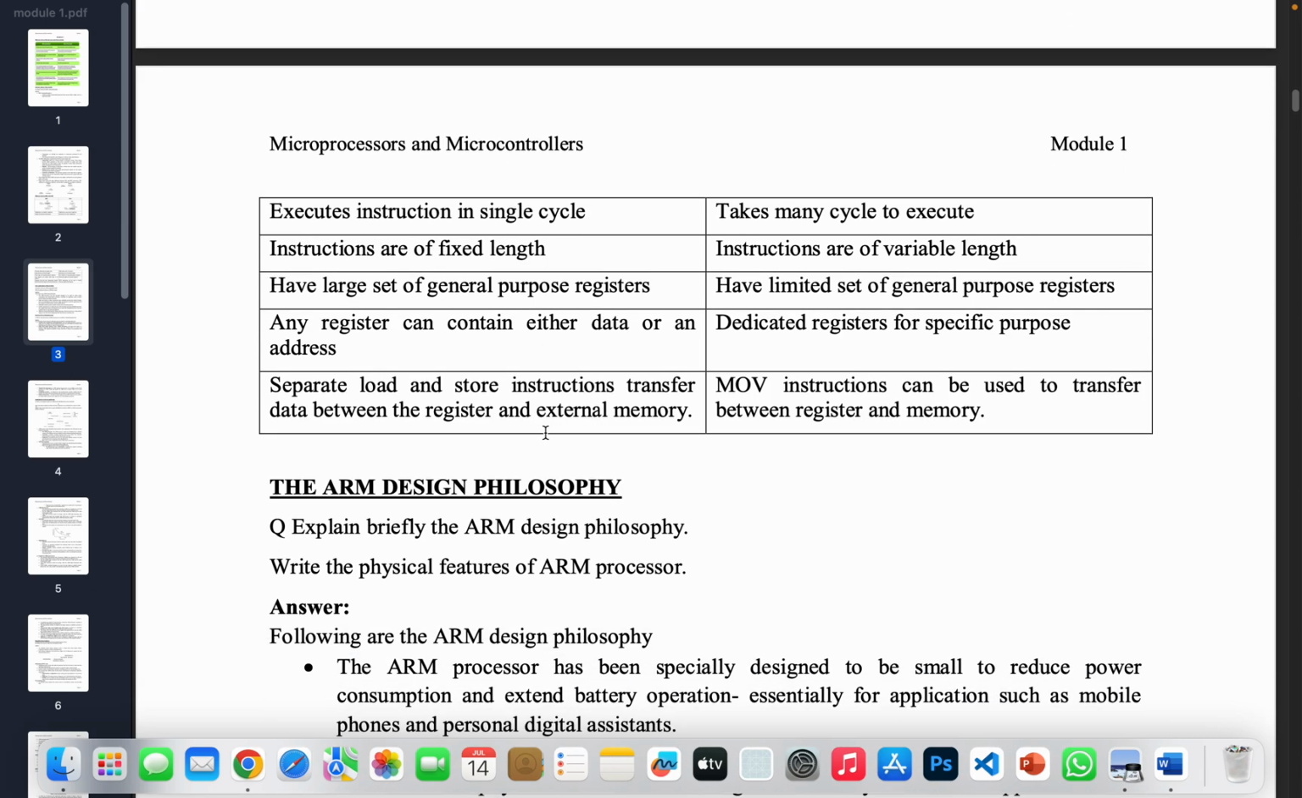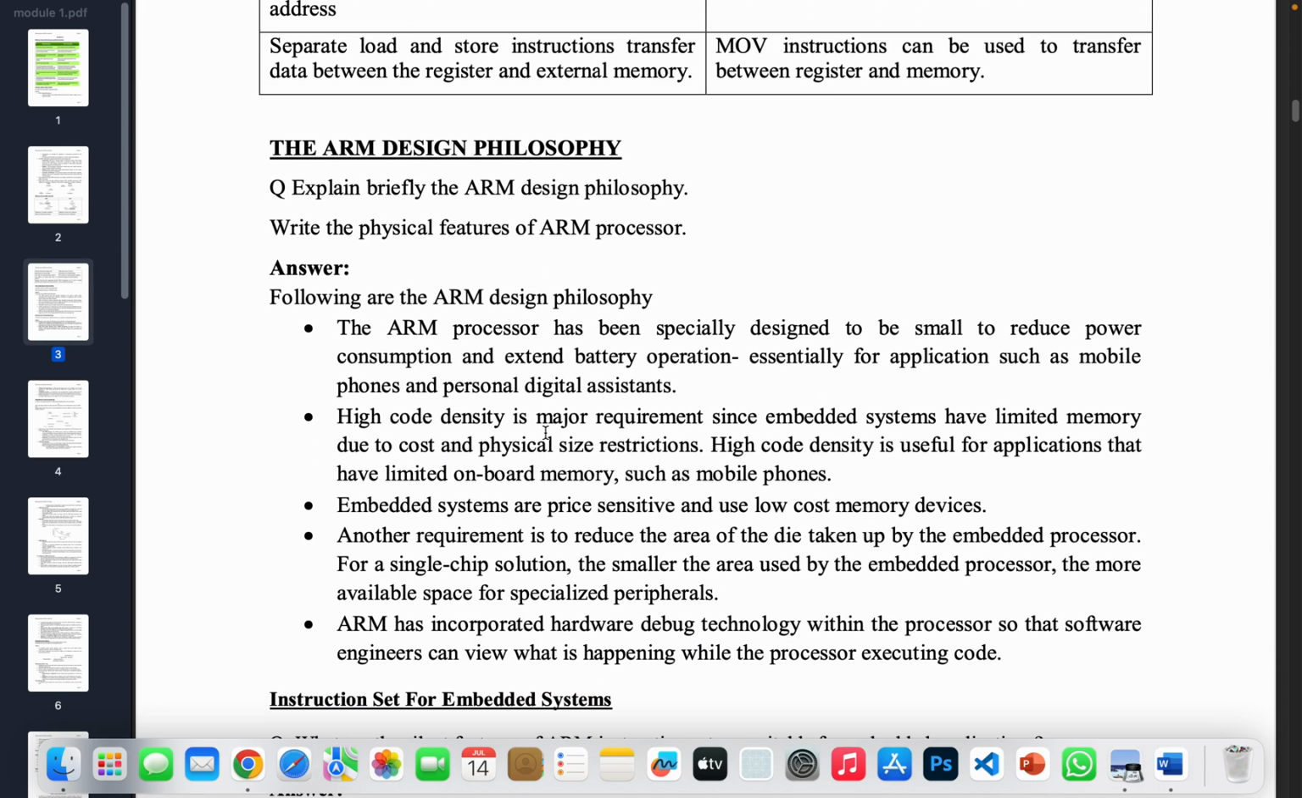Separate load and store instructions transfer data between the registers and external memory in RISC. A move instruction can be used to transfer data between the register and memory in CISC. Then go through the ARM design philosophy.